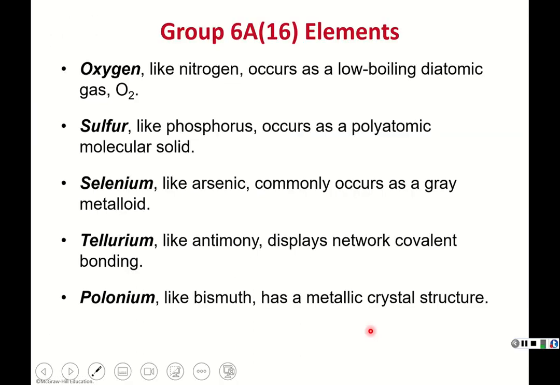Okay. So oxygen, like nitrogen, occurs as that low boiling point diatomic gas. Sulfur, like phosphorus, occurs as a polyatomic molecular solid. Selenium, like arsenic, commonly occurs as a gray metalloid. Tellurium, like antimony, displays network covalent bonding. And polonium, like bismuth, has a metallic crystal structure.